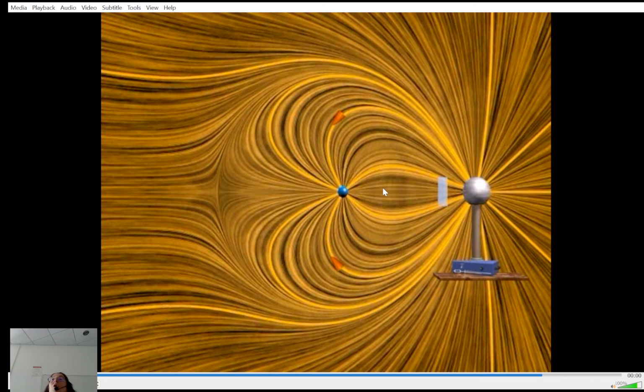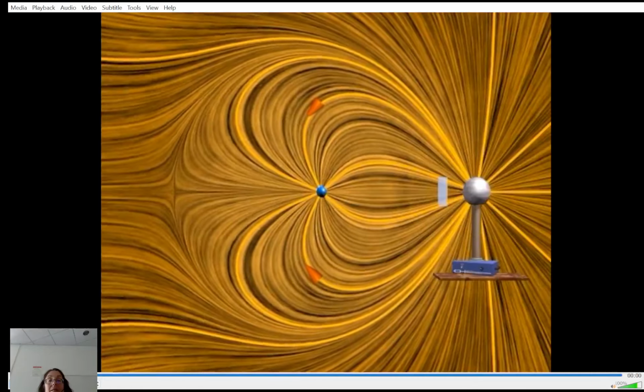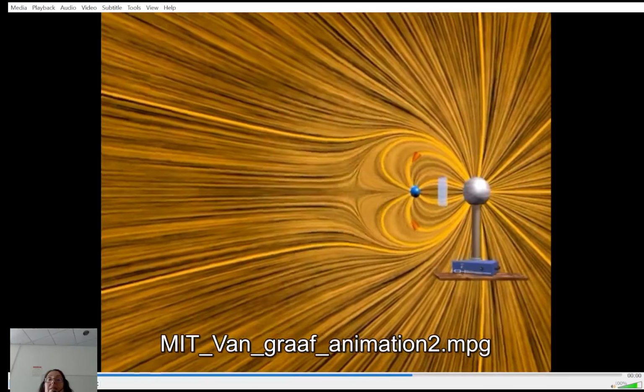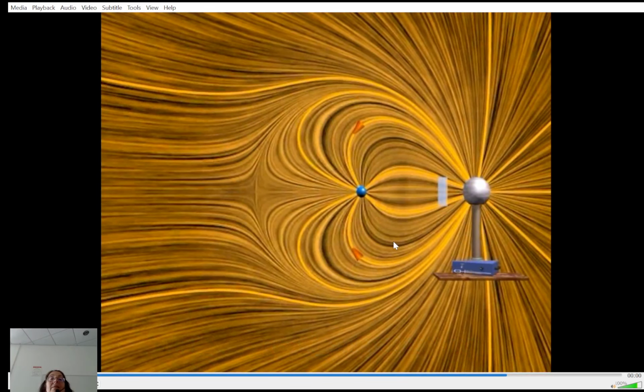Do you think they are opposite or equal, or opposite or like charge? What's happening here? Are they attracting each other or repelling each other? So they are attracting each other, right? So the charges will be opposite.